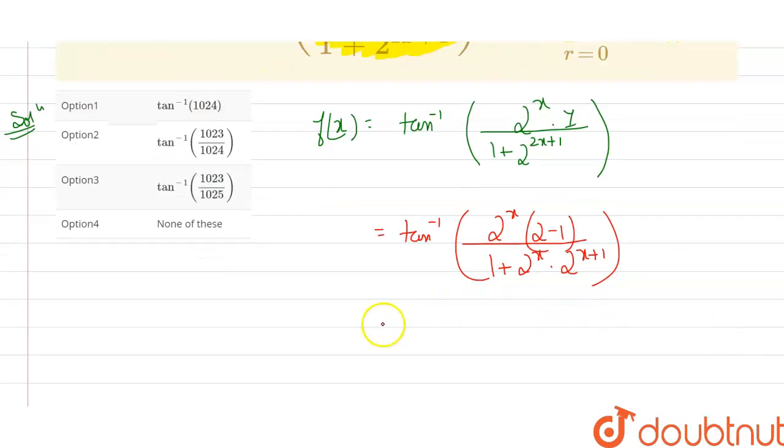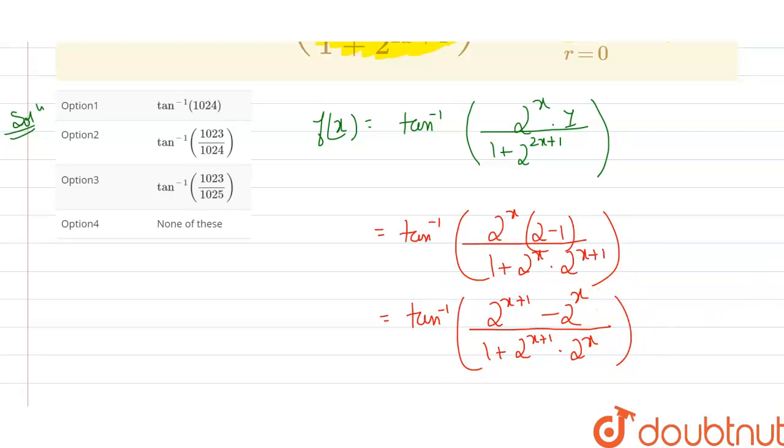Okay, so now moving further, I can write this equation as tan inverse of 2x into 2 to the power of x, which is 2 to the power of x plus 1, minus 2 to the power of x, divided by 1 plus. Okay, so basically this will become 2 to the power of x here also, right? Because we can see that this is a product of 2 into 2 to the power of x, into minus of 1, so this will be minus of 2 to the power of x. So now this will become 1 plus 2 to the power of x plus 1 times 2 to the power of x, right? I can write this into this form.